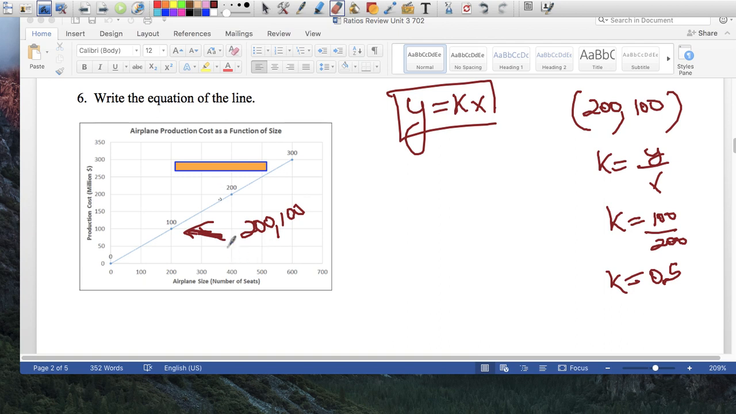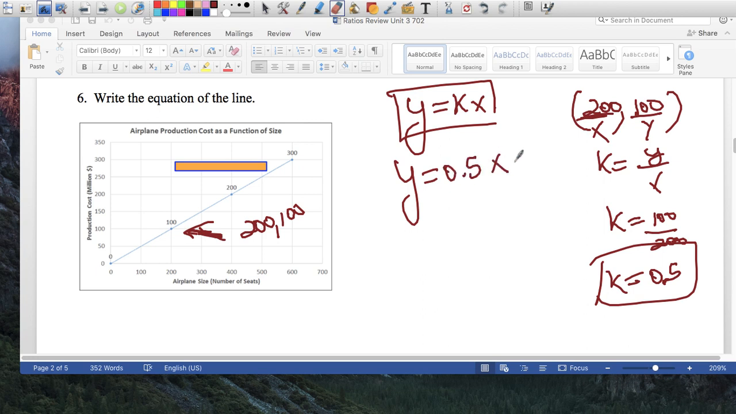If you wanted to pick another point, 400 and 200, it's the same thing. It would be 200 over 400, right? You just got to be careful about who to put in. Remember, this is your y value, this is your x value. So I found my k, plug it in, y equals 0.5x. You want to double check. Let me pick a different point.